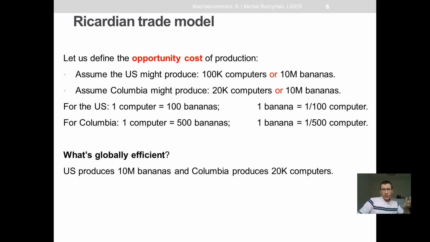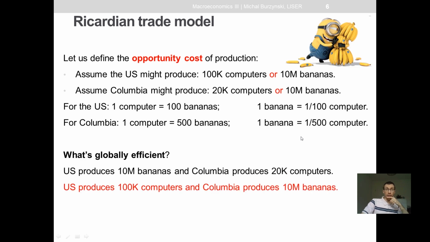Why? Well, because the opportunity cost of producing one computer in Colombia is relatively high in terms of bananas. So for producing one computer in Colombia, you can produce as much as 500 bananas. Fair enough. While in the US, it's more efficient to produce computers because the opportunity cost of production of one computer is only 100 bananas. And vice versa for bananas. The opportunity cost of producing one banana in the United States is 1/100 of a computer, while in Colombia it is as little as 1/500 of a computer.